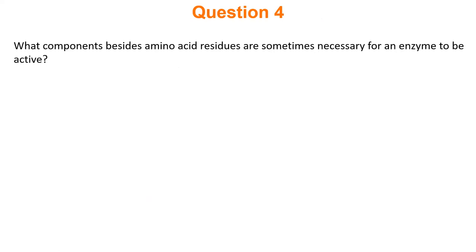All right, question four here. Besides amino acids, what do you need sometimes for an enzyme to be active? What are those things called again that we talked about? Substrate? Yeah, I guess substrate is technically true, but I was thinking more like cofactors. True, if you don't have a substrate, the reaction won't happen. But yeah, cofactors.